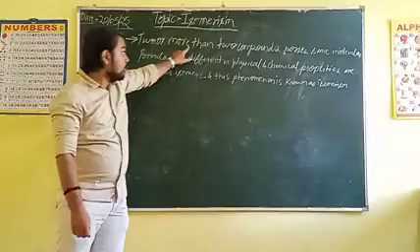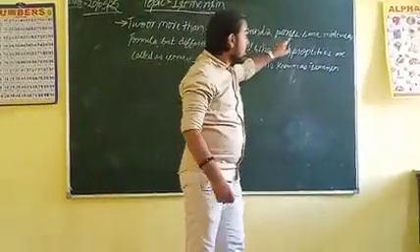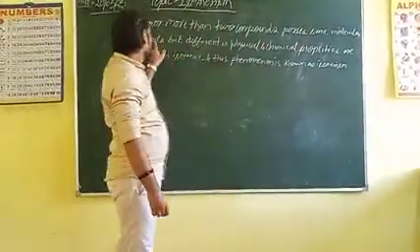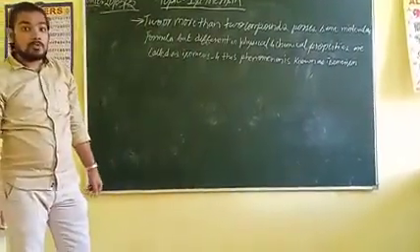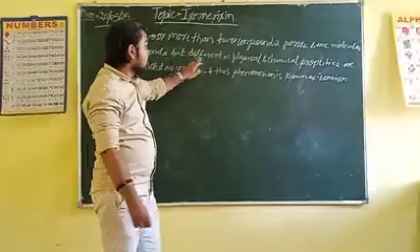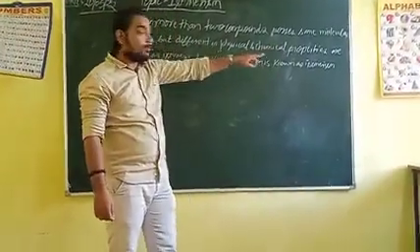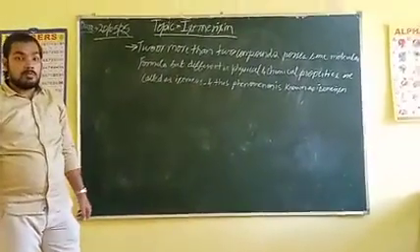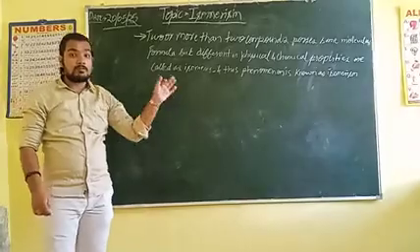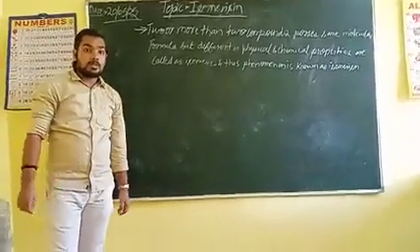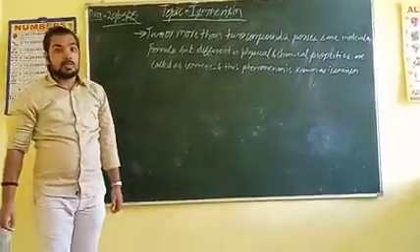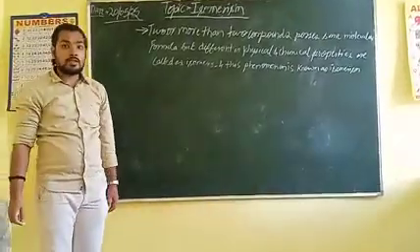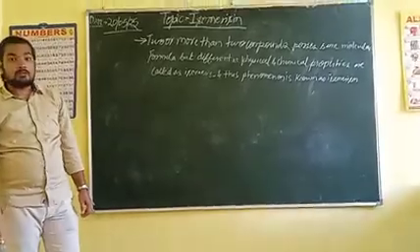So isomerism: two or more than two compounds having the same molecular formula but different physical and chemical properties are called isomers. Means they have the same molecular formula but different structural formula. Now we have to make it more clear. We have to take an example.